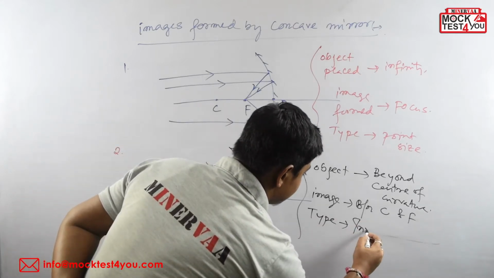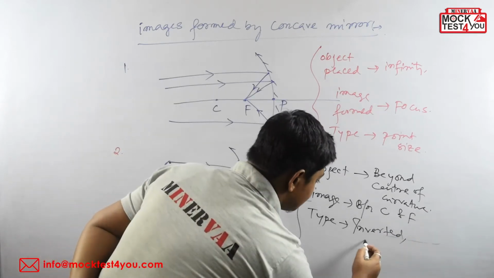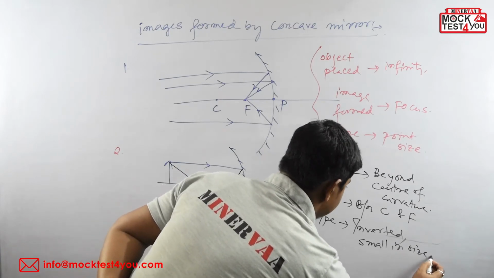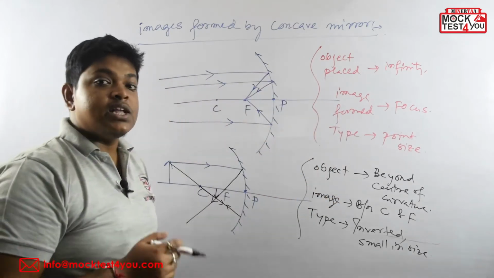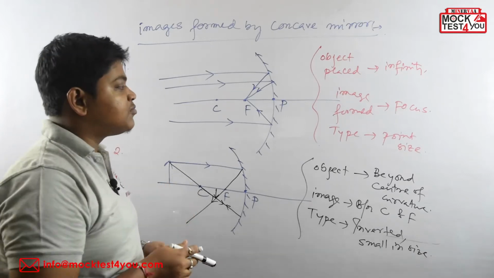It is an inverted image, right? It is an inverted image and small in size. It is also small in size. So in this way we are just going to analyze each of the ray diagrams. Now we are just proceeding to the next.